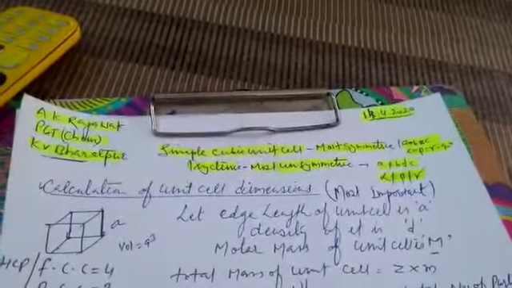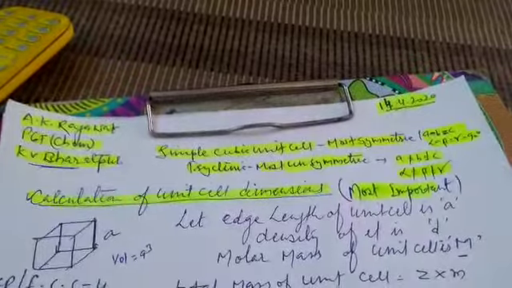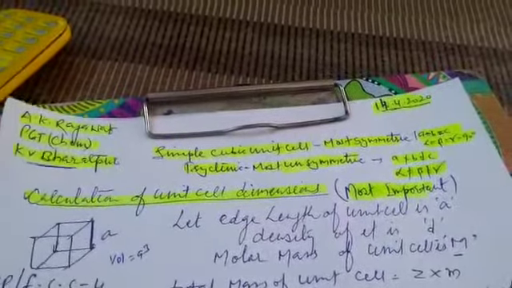Now we are going to discuss the most important topic of this chapter, that is the calculation of unit cell dimensions, in which we will talk about the density of a unit cell.